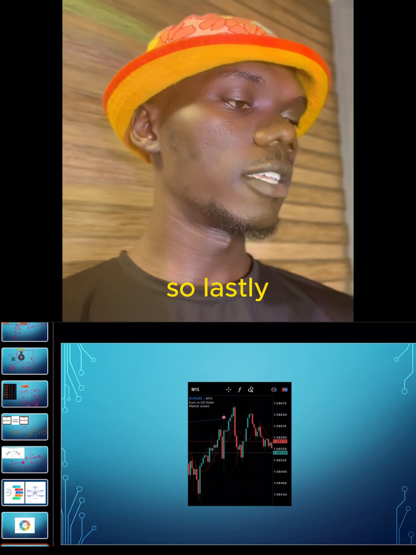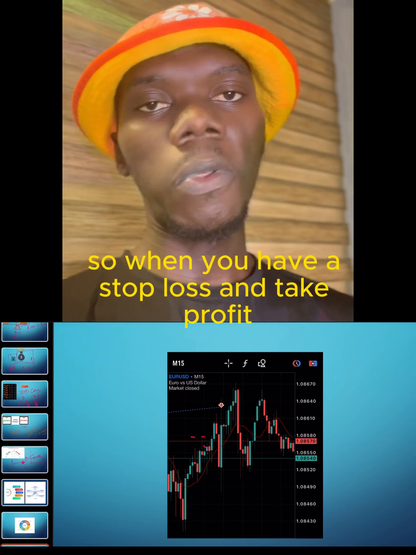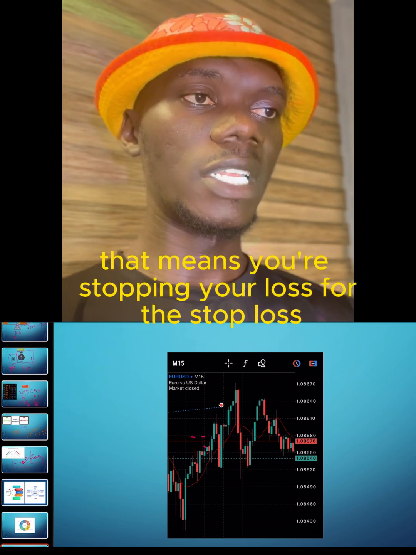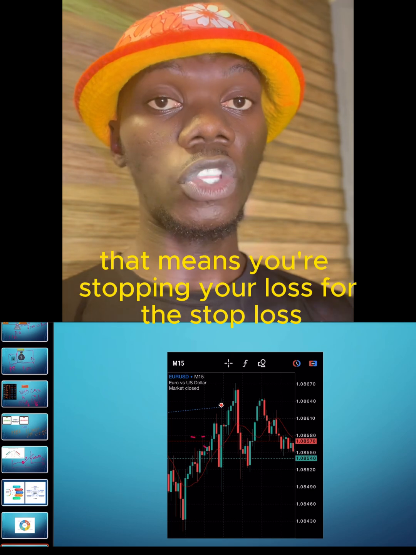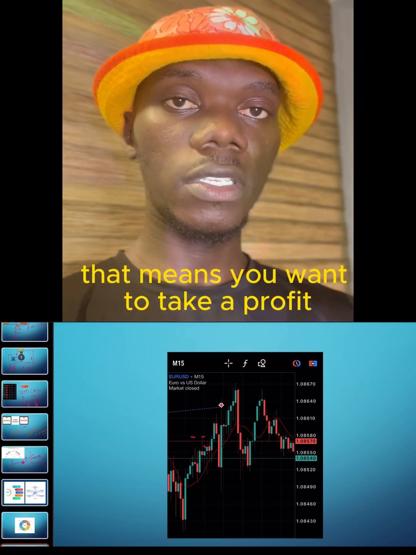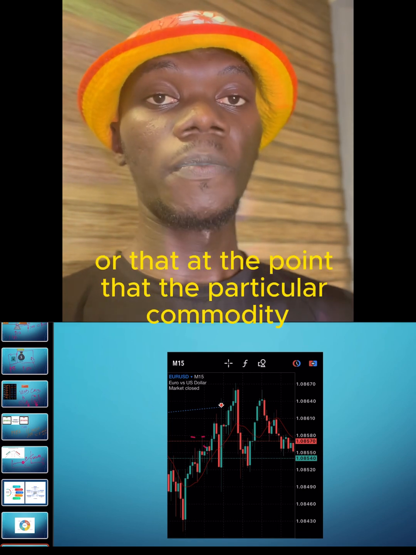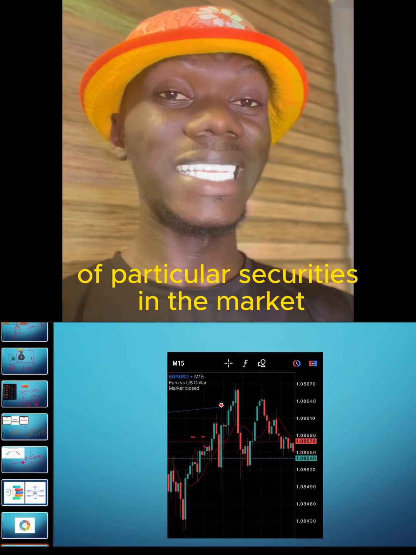So lastly, what I want to show is the stop loss and take profit. What does it mean to have a stop loss and a take profit? That means you are stopping your loss. For the stop loss, you want to stop your loss. But for the take profit, you want to take a profit at a point that a particular commodity or particular security is at in the market.